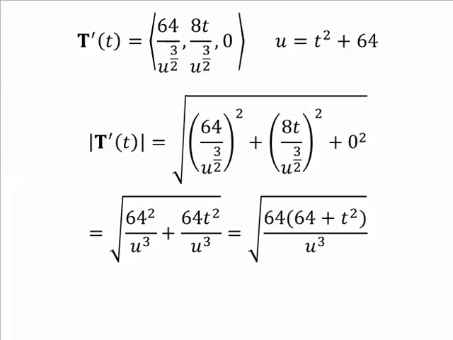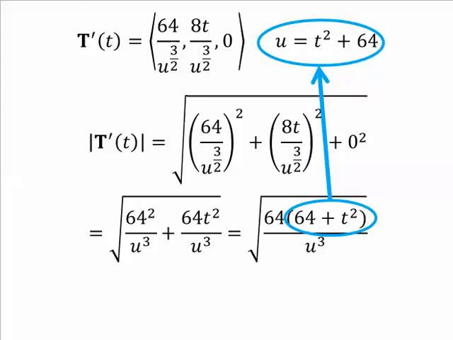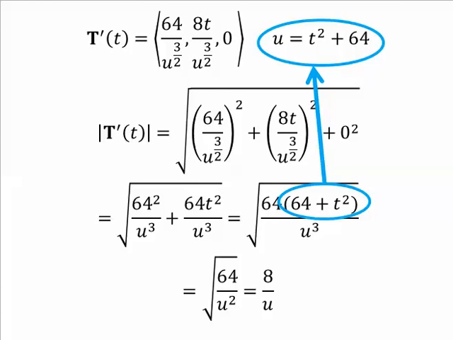And so I have two terms. Both terms have a denominator of u to the 3. So I can combine them, pull out a 64. And when I do that, I notice that I'm left with 64 plus t squared in the numerator. And that is u. So again, the u was just going to cancel with u to the 3, and I'll be left with 64 over u squared. And the square root of that is u over 8.